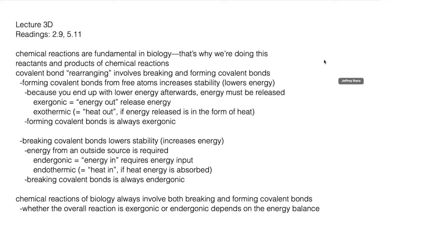And as promised, we're going to come back and do 2.9, which is the one we skipped in the previous lecture. Okay? And in addition to looking at 2.9, which is about chemical reactions as a function of breaking and forming covalent bonds, I'm also going to be throwing in 5.11. Right? And you can skip forward in your textbook. And if you compare the titles of these two sections, you'll realize why I'm doing this.